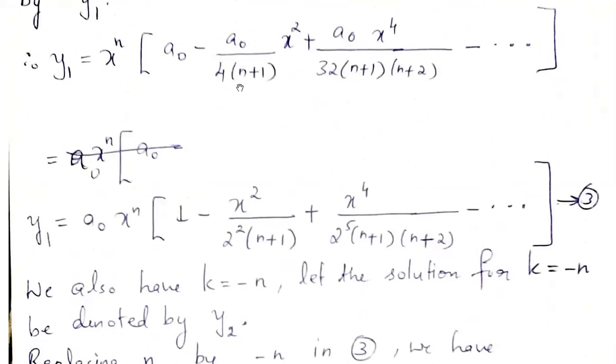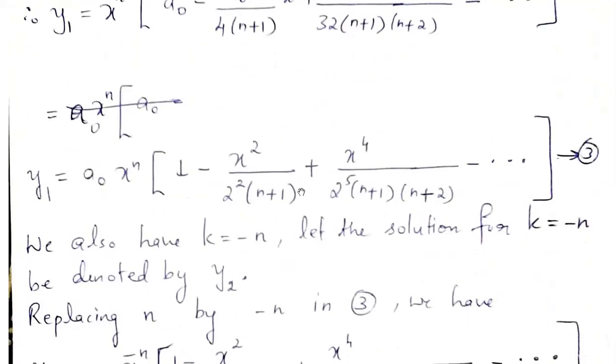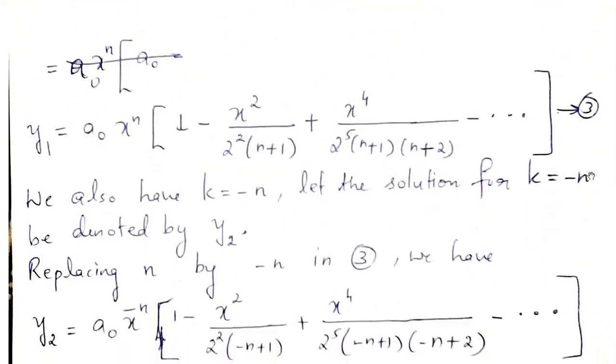x square is there, this 4 you can call as 2 square into n plus 1. Then you have x power 4, 32 is equal to 2 power 5, n plus 1 into n plus 2, and so on. Now this is one independent solution for Bessel's equation. So we will call this equation number 3.